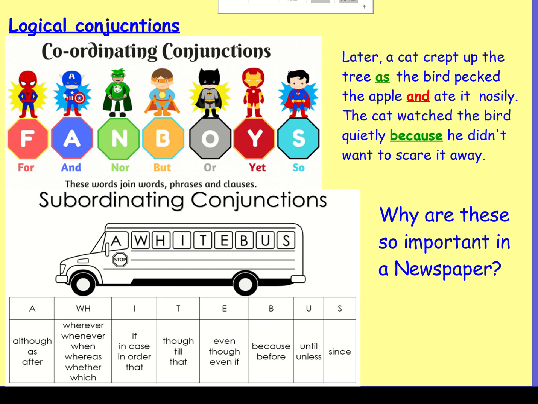Whereas my as and because are subordinating ones, and they join words or groups of words which are not as important as the rest of the sentence. So that's why people often say they're not needed in the sentence, they will still make sense without it, because this second bit, the cat watched the bird quietly, I could have that on its own, okay? And then because he didn't want to scare it away, it's not desperately needed, but it does just give us that extra bit of information.